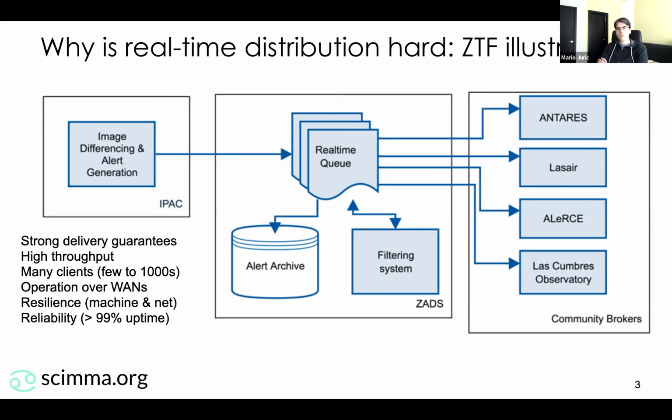At the same time, we're now seeing telescopes that are coming online with large throughputs. Rubin Observatory is one example of such a machine that can send up to 10 million messages per night. So you want strong delivery guarantees, and you want high throughput at the same time. We are likely to have many clients. The clients here for MMA alerts are all the potential observatories that are going to be trying to do follow-up. These observatories are going to be all over the world, so we're talking about operations over wide area networks.